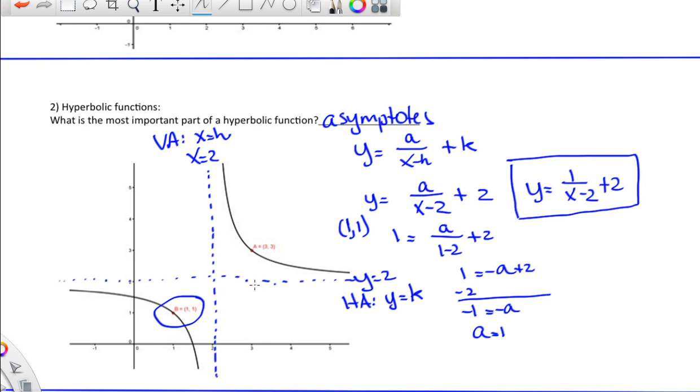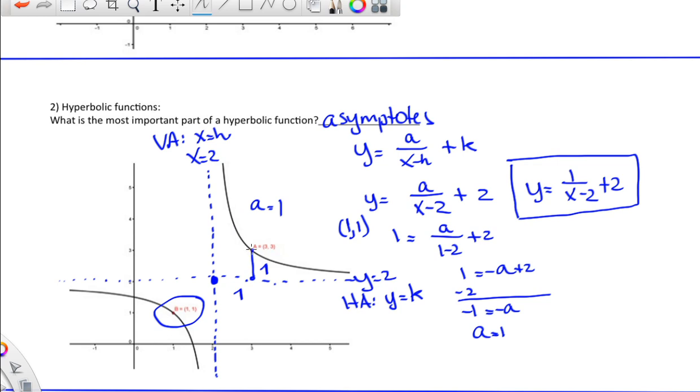Okay, and then we did talk about this when we graphed it. So if you start at like the new origin and you go 1 to the right and you go 1 up, then a is going to be the product of those two numbers. So 1 times 1 is 1. That would be the other way to do it.